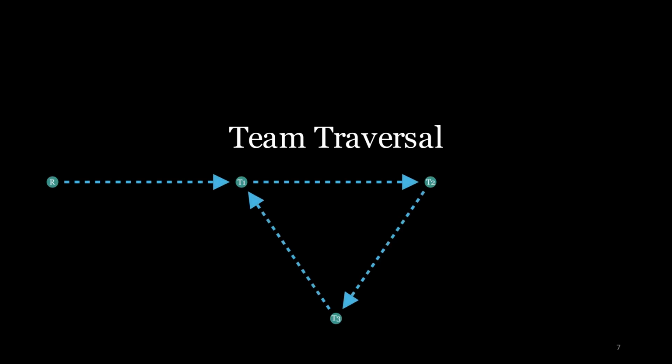Let's consider how the team traversal strategy might play out on a Tangled program graph that looks like this.